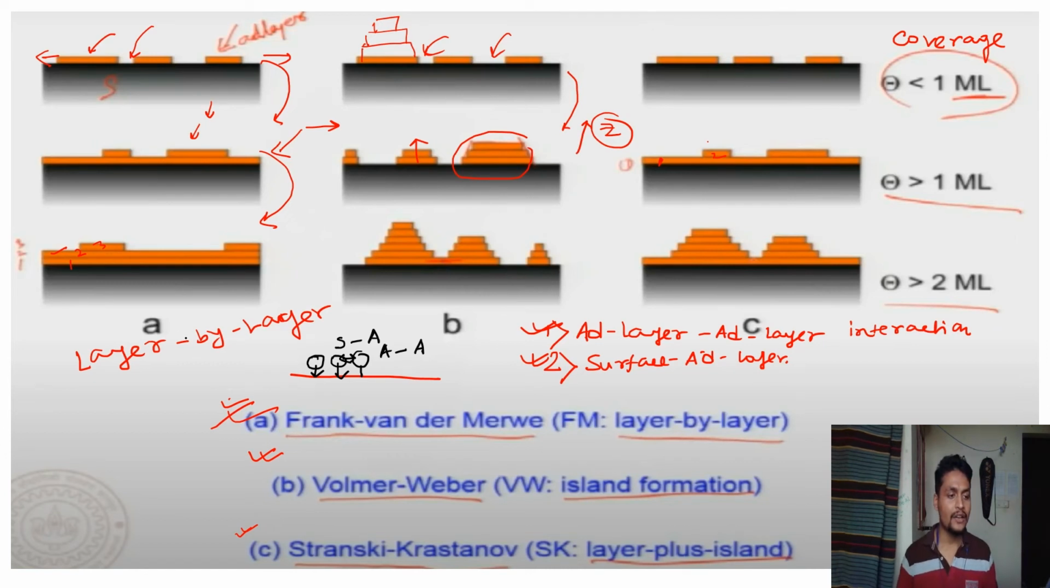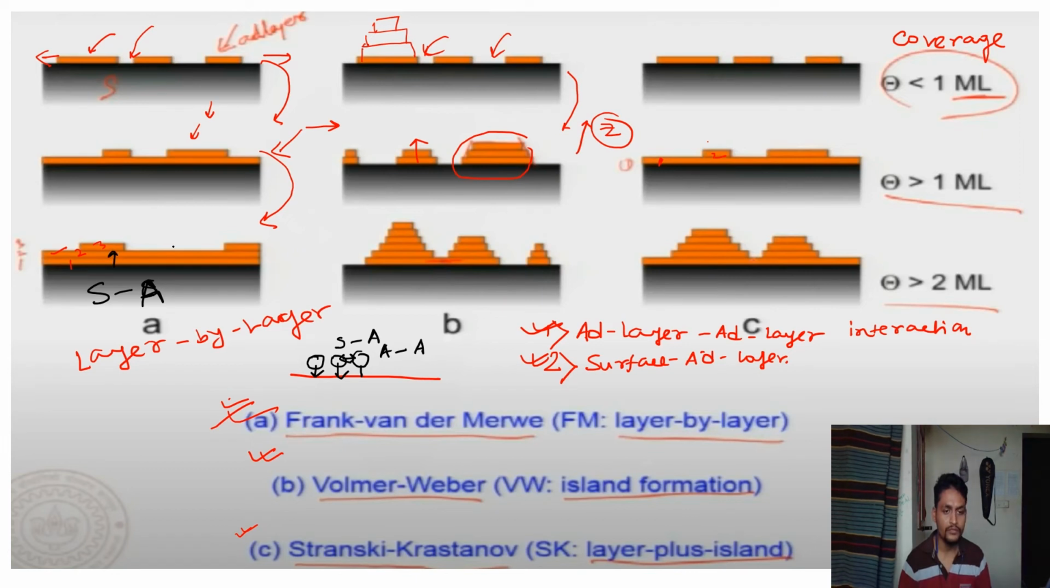Now, when a surface is totally formed, and then some layer above it is forming, and that layer is completing, and then another above it, that is due to the surface and add layer interaction. Because the surface and add layer are interacting so much, all the places are adsorbed, and after that a second layer is adsorbed, and second layer onwards again the same thing is happening.